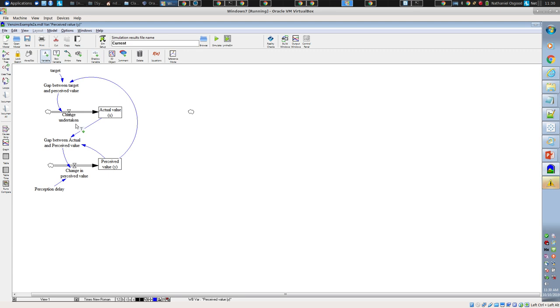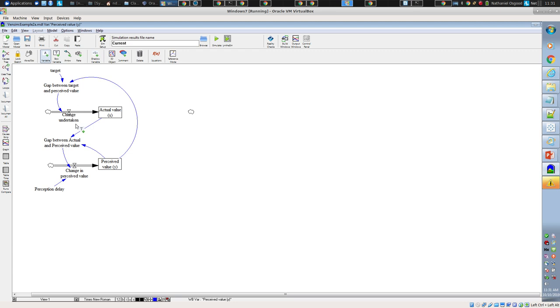So here we have a perception. And this perception, let's ignore the top part for the moment, is based on a difference between some target and our perceived value. Our perceived value adjusts to follow the actual value. There's some actual value in the world we don't have privileged access to, but we have some perception of the value, and at some point we notice gaps between the two when we adjust our perception of the situation. So there's a gap between our perception of the situation and what actually is the case. And that causes us to re-examine our perception and adjust it to be closer to the actual situation according to some perception delay. Maybe that perception delay is 15 minutes on average for the emergency room.